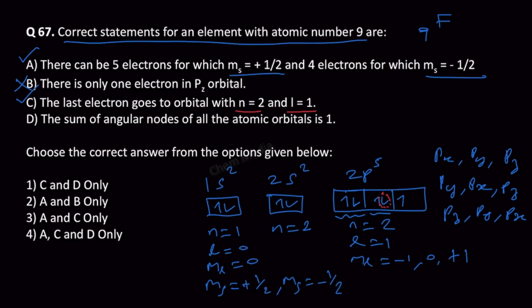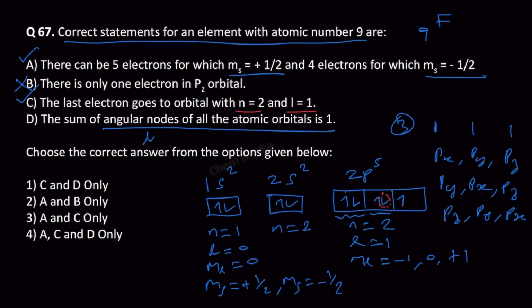Now, how about statement D? The sum of angular nodes of all atomic orbitals is 1. Is that correct? No, it is not correct. Angular nodes depend on the value of L, but in 2p we have 3 2p orbitals. So, for each p orbital, if we assign angular node as 1 each, then that sum will be 3. Therefore, it won't be equal to 1.